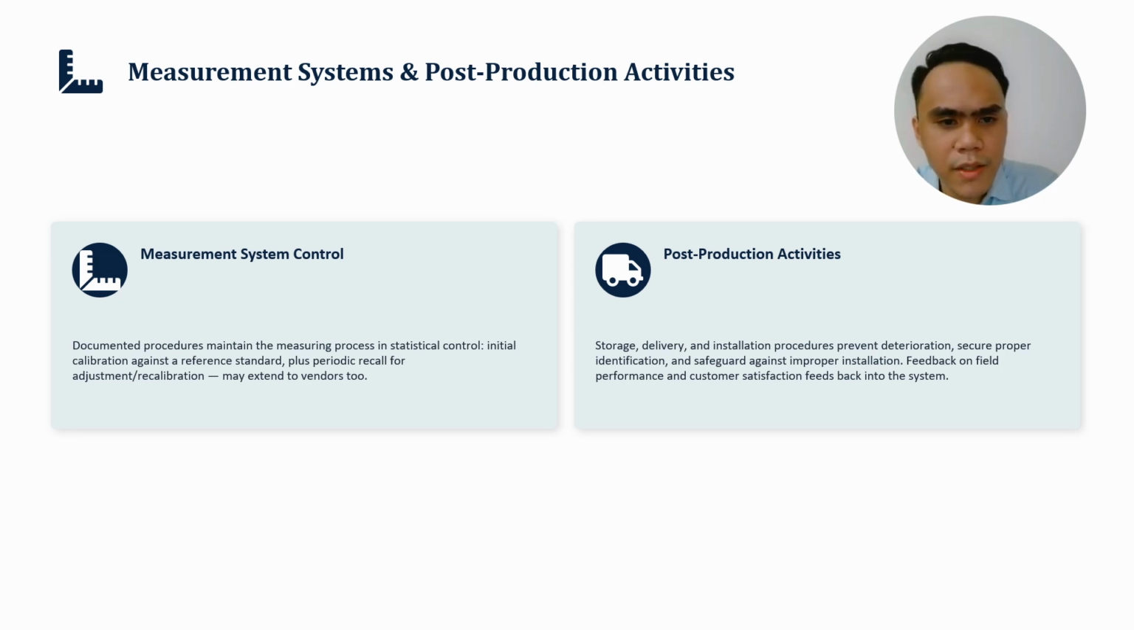The post-production activities matter just as much as anything upstream. The procedures for product storage, delivery, and installation activities can prevent deterioration of product quality, secure proper identification, and safeguard against improper installation. So a perfectly manufactured product can still fail the customer if it's damaged in storage or installed incorrectly.